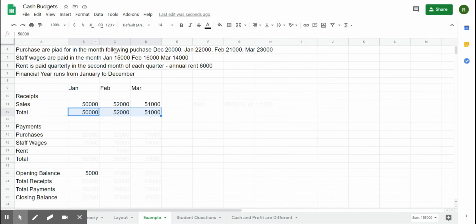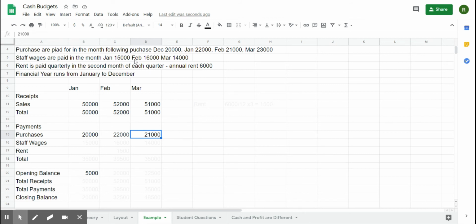Okay, the purchases are paid for in the month following purchase. So just the one thing we need to be careful of here: the December purchases are going to be paid in January. The January purchases will be paid for in February. And the February purchases will be paid for in March. And we don't need to do anything with the £23,000 of March purchases, because they will be paid for in April, and that's outside the period that we are doing the budget for.